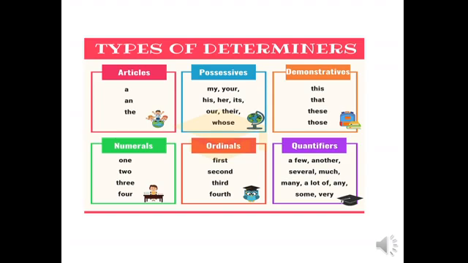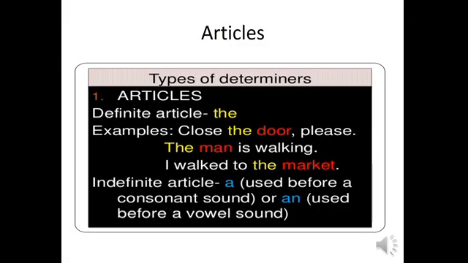Quantifiers. What is a quantifier? It gives us examples of quantity, words which describe quantity, such as few, another, several, much, many, more, lot, less, any, some, very. So these are the quantifiers. Next is articles. Articles are one type of determiner. There are 2 types of articles: one is definite, the other is indefinite.